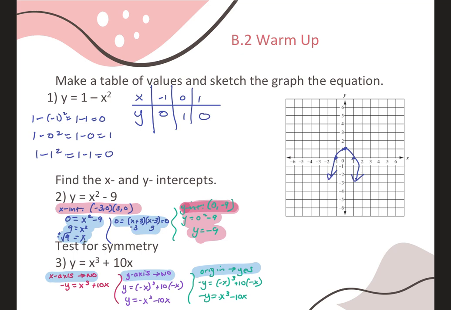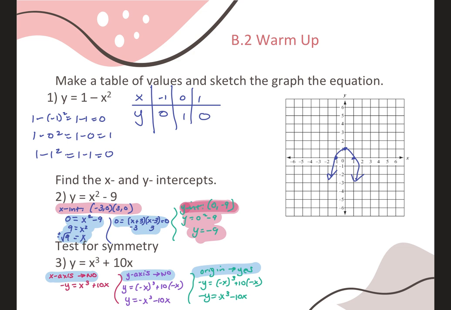All right, so number one, it said to make a table of values, sketch the graph of the equation. So I literally just plugged in points, like -1, 0, and 1, and you would have gotten 0, 1, and 0. If you remember your transformations as a parabola, the negative makes it face downward, okay? And it's a shift up 1, so that's consistent with what we ended up drawing.